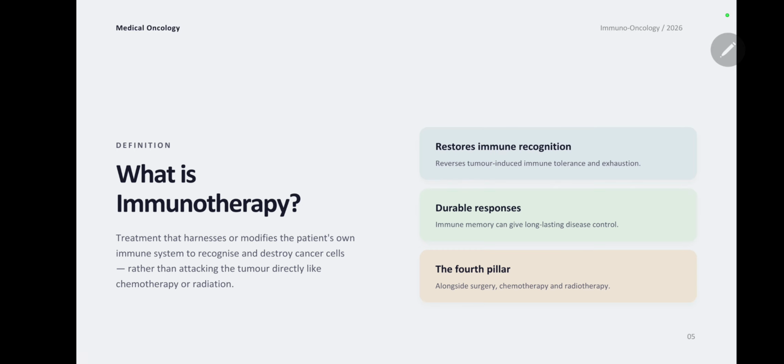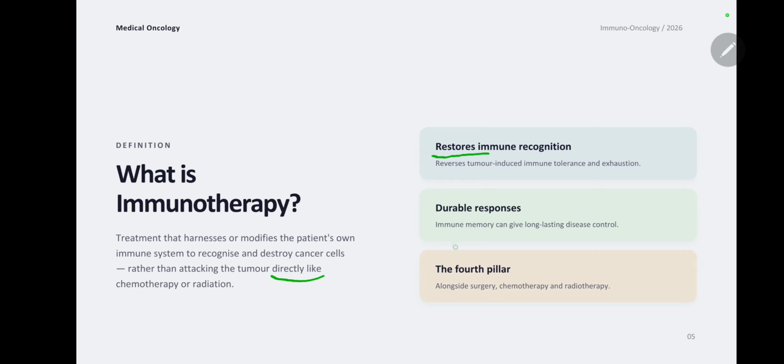First of all, we know that radiation and chemotherapy directly kill the cells because they act directly on the cancer cell. But in immunotherapy, first of all, immune agents change the immune system to recognize and destroy the cell. So first of all they restore that immune system.